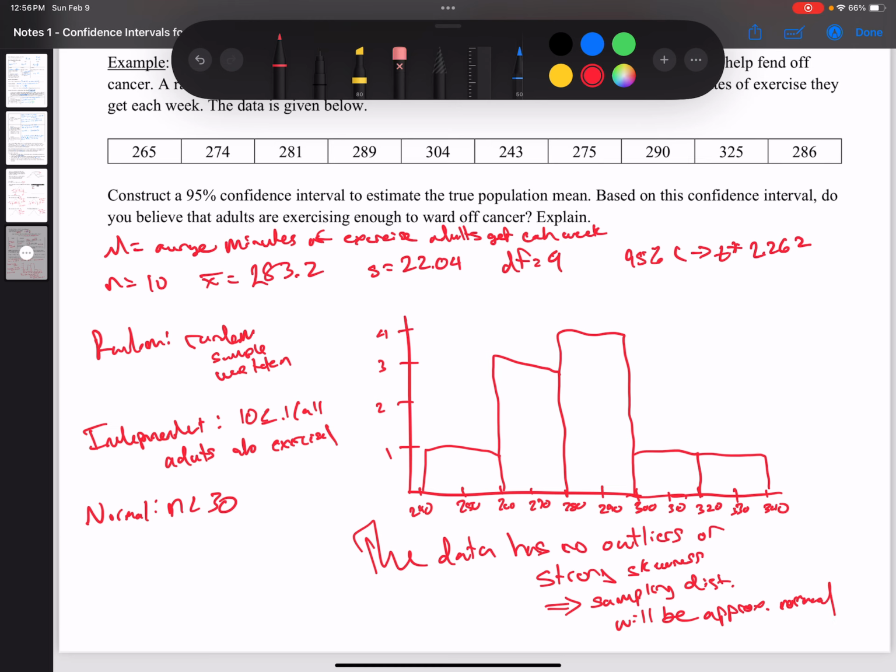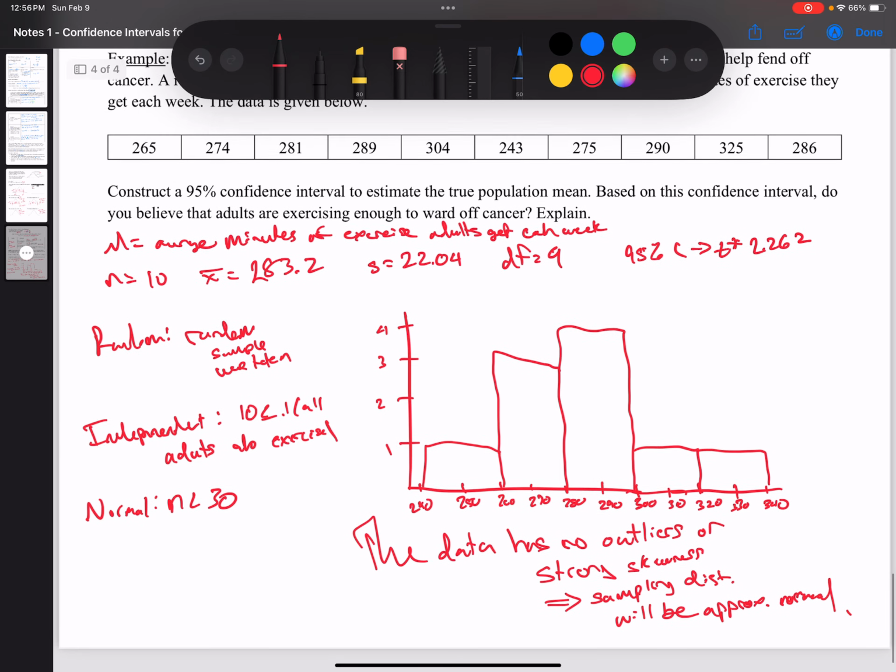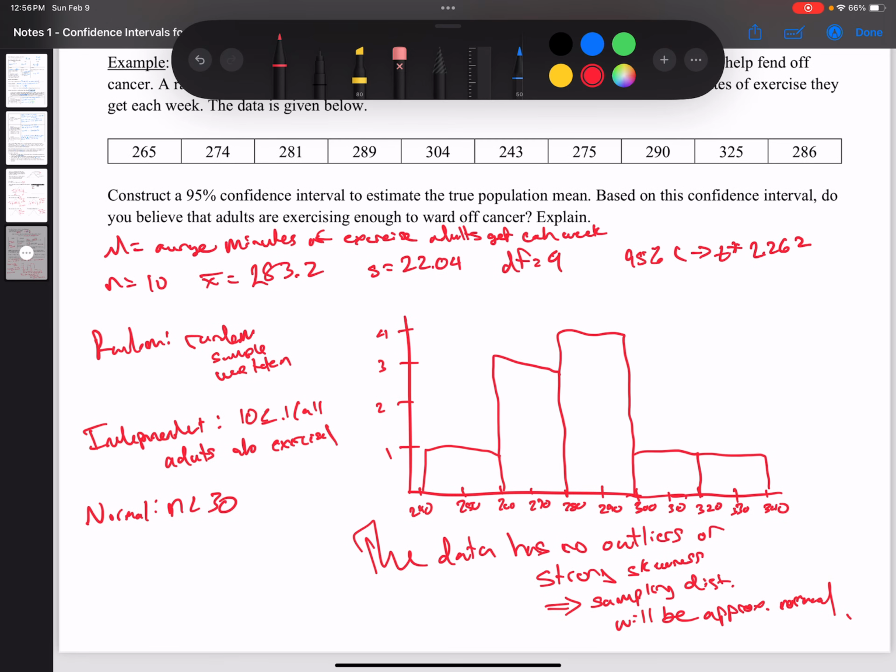All right, so I'm going to go ahead and pause the video here because I've run out of room and I need more paper. So I'm going to erase this and then we'll come back to it for the last part.